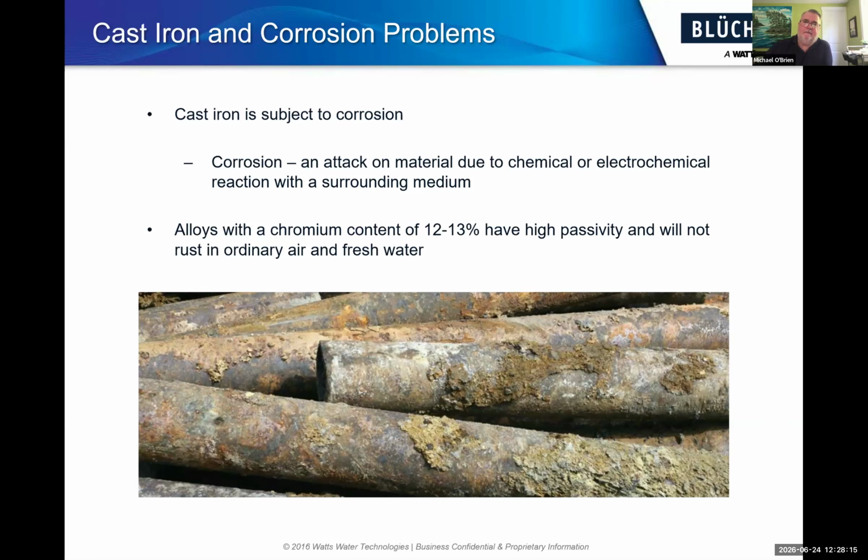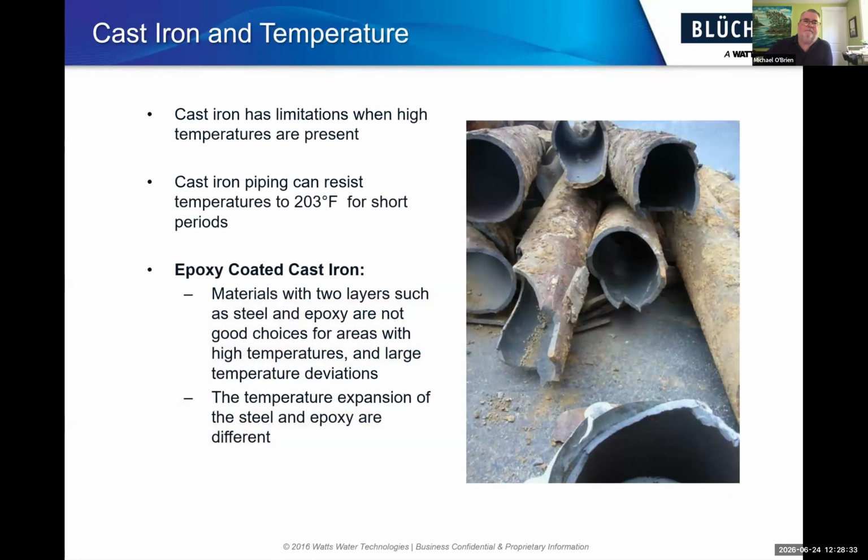But if we take regular steel and add some chromium and nickel to it, 12 to 13%, we can get a fairly corrosion resistant and chemical resistant material known as stainless steel.